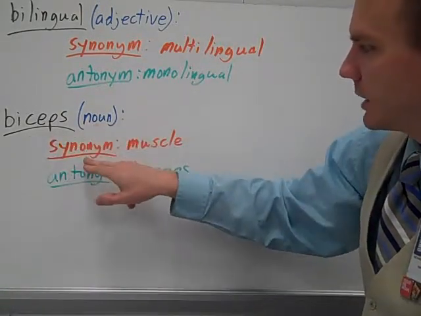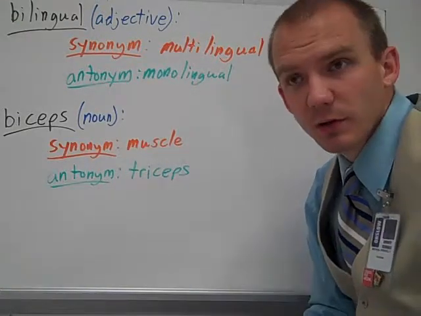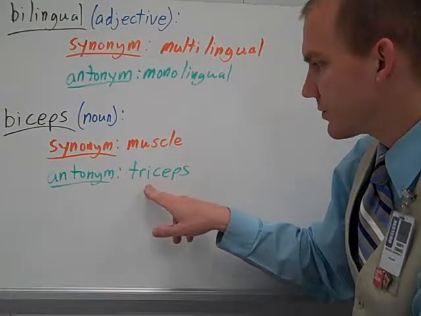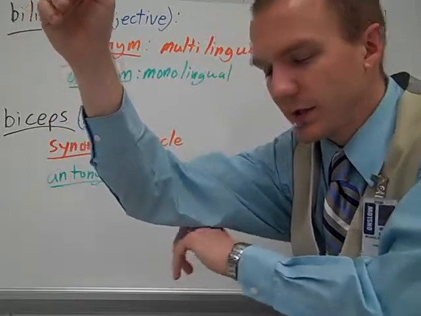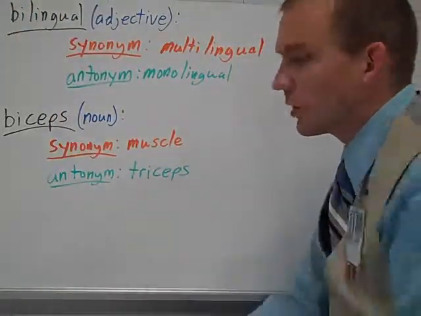Biceps is a noun. A synonym would be muscle, because the biceps is a muscle. Kind of close in meaning there. The antonym was tough for this one. I wrote down triceps, because you have your biceps on the top, that's 2 muscles, and the triceps are on the bottom of your arm, and there's 3 muscles there, so maybe that's a close antonym.